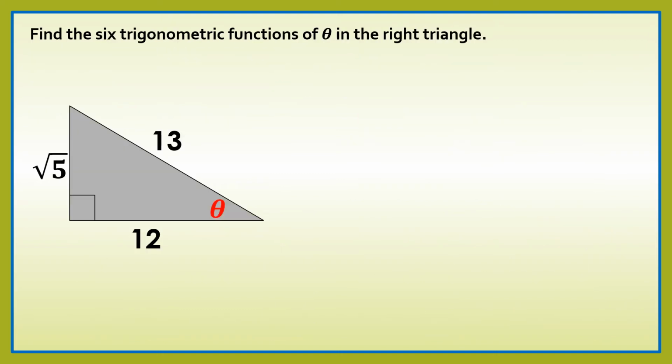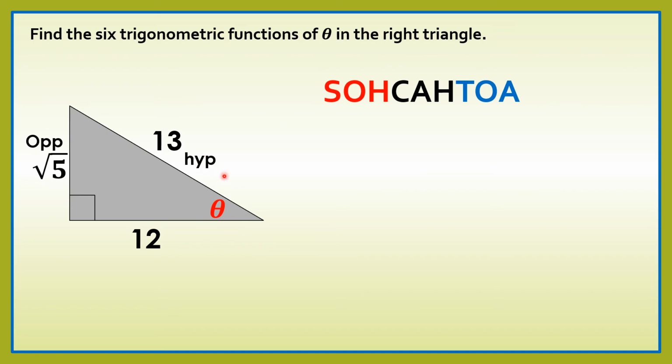Let's have here another example. Find the 6 trigonometric functions of theta in the right triangle. So, ang reference angle natin dito ay yung theta. So, kung ang reference angle natin dito ay theta, therefore, ang ating opposite ay yung square root of 5. At ang hypotenuse natin ay yung 13, that is the longest side. Ang 12 natin dito is the adjacent.